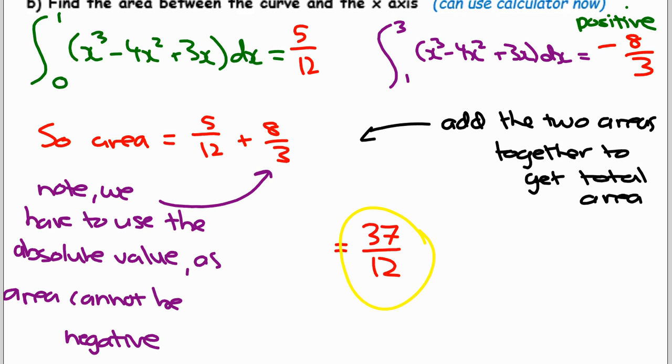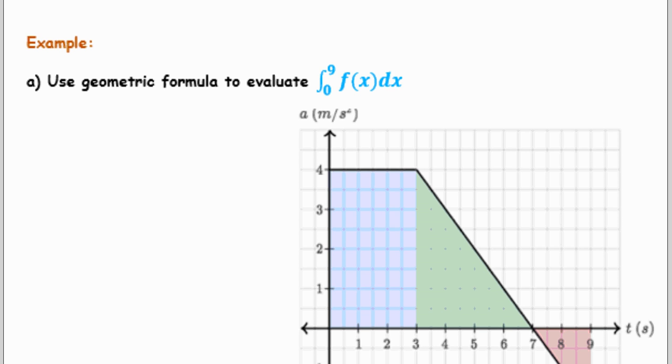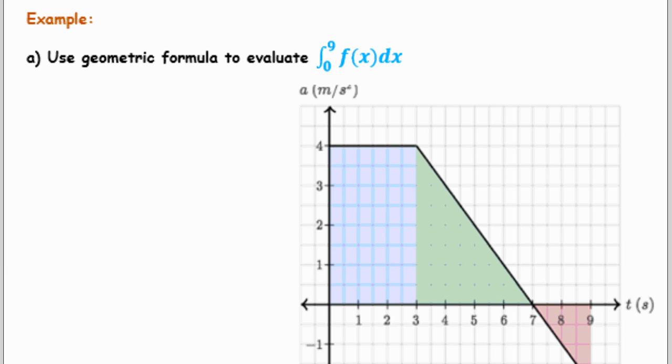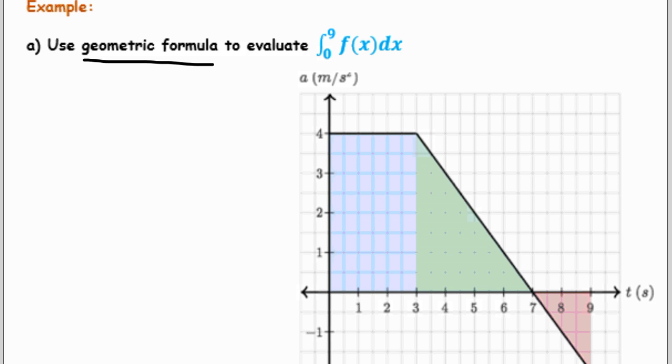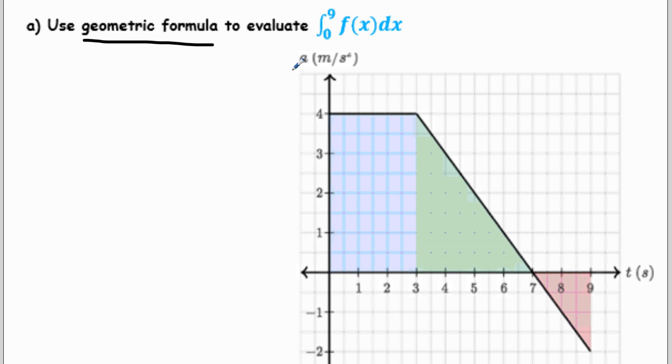All right, so here we go. This is a nice little example, just pointing out that it says use geometric formula. They could ask you this to evaluate this. This is just testing that you realize you could just calculate these areas using geometry, and that will give you this definite integral. Some people might look at it and go, what? It's just testing that you realize this thing equates to the area under the curve.